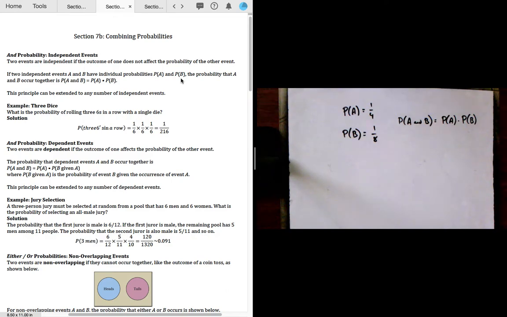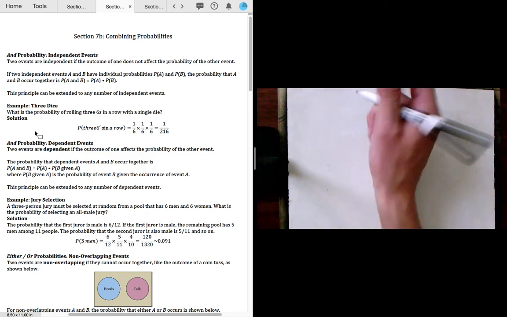Let's say I wanted to roll a die in this first example that we have here. Let's say I have a die in my hand and I'm going to roll it, and I want to roll 3 sixes in a row. Each time I roll a 6, it's completely independent of the previous roll, because there was no influence on the first roll that could change the outcome of the second or the third roll. So we can say that rolling a die 3 times in a row and getting 6s each time is going to be independent. So how do I calculate that?